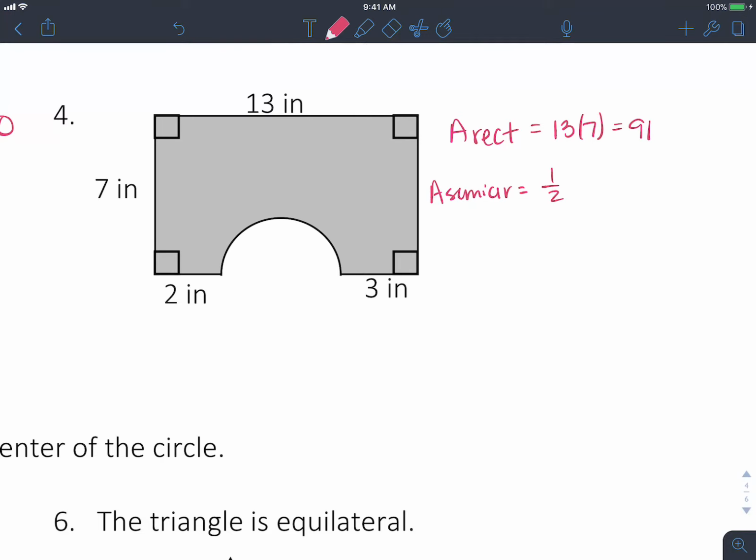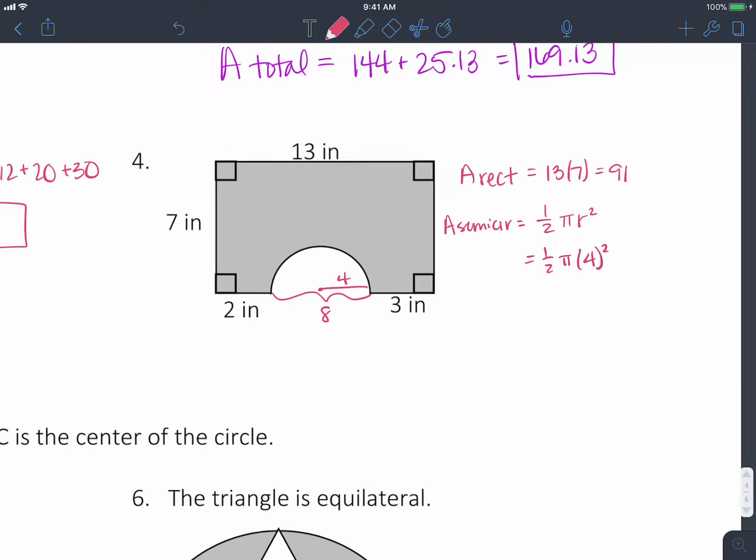1/2 pi r squared. If the total distance here is 13, and we subtract 3, and we subtract 2 from 13, that's 13 minus 5. So this length is 8. So our radius of this circle is 4. So we're going to have 1/2 pi times 4 squared.